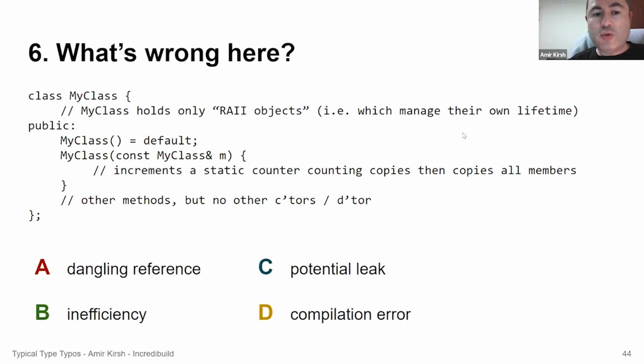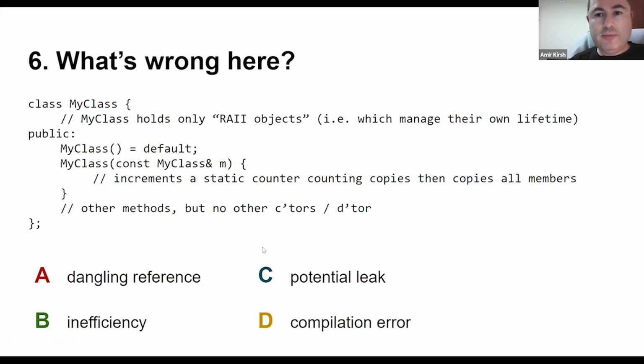So what's wrong here? Do I have here a potential leak? Maybe it's not good that I do not have any destructor. I mean, I don't have a destructor. Compilation error, dangling reference, or inefficiency. So you can vote now. What's wrong with this class?